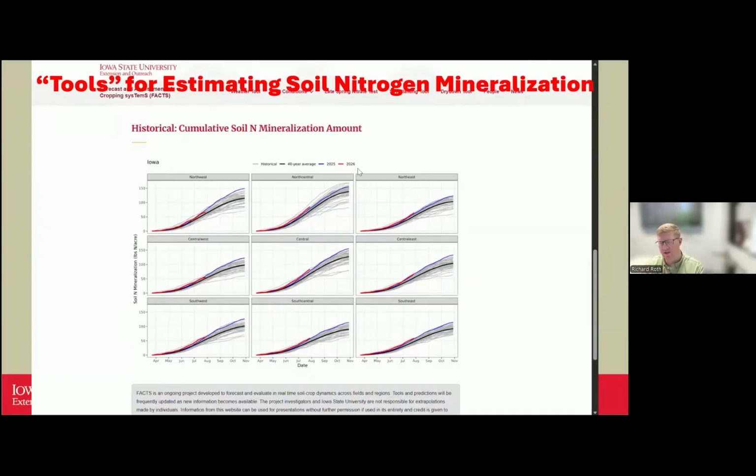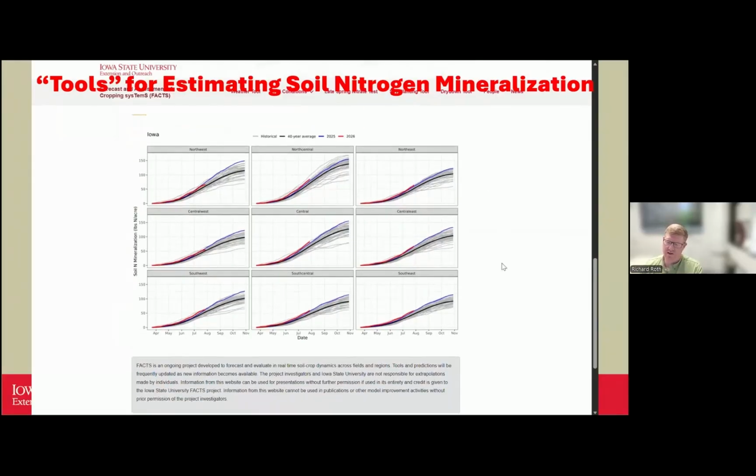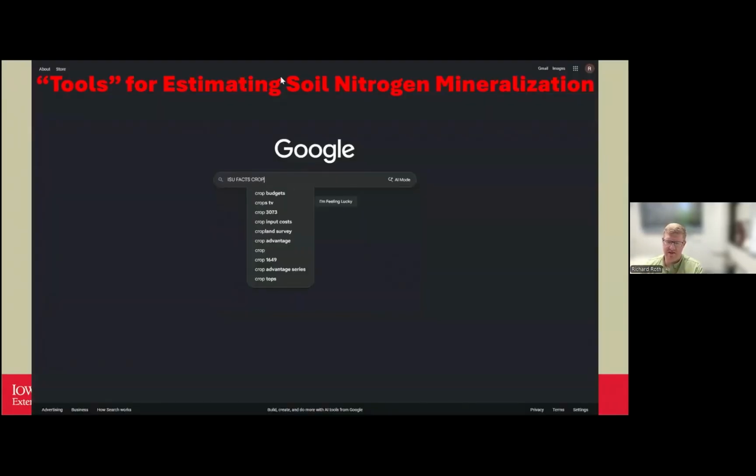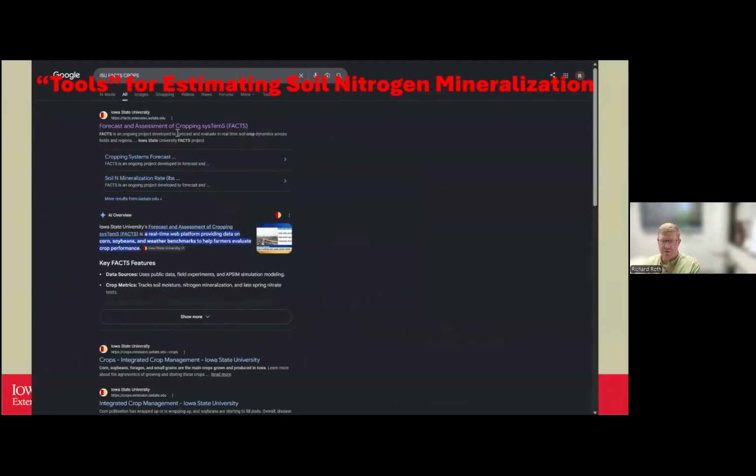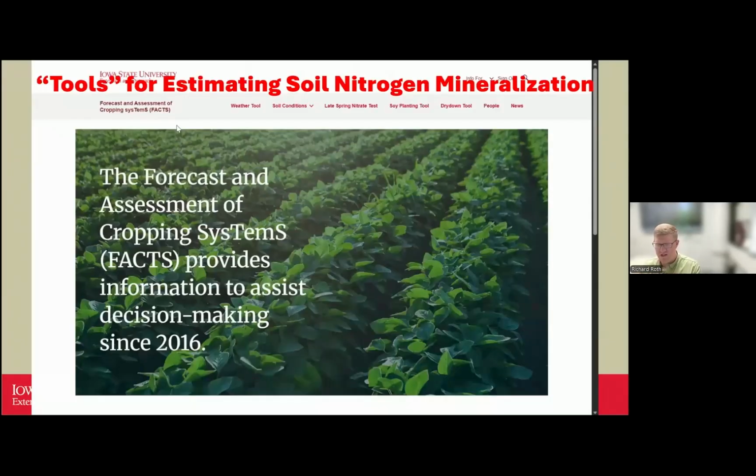And again, this final image is cumulative, and you can see we are experiencing near record mineralization this year. So that's just a tool that you can use. If you're questioning how much nitrogen am I actually getting from the soil at any given time in the year, it's a useful tool to have.